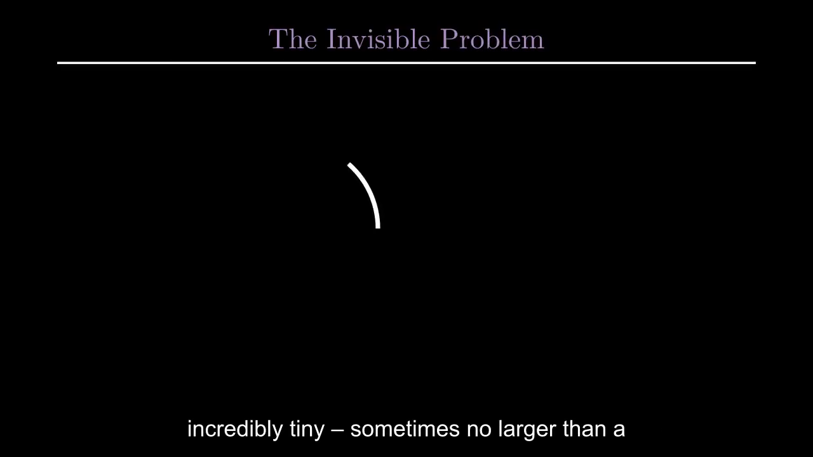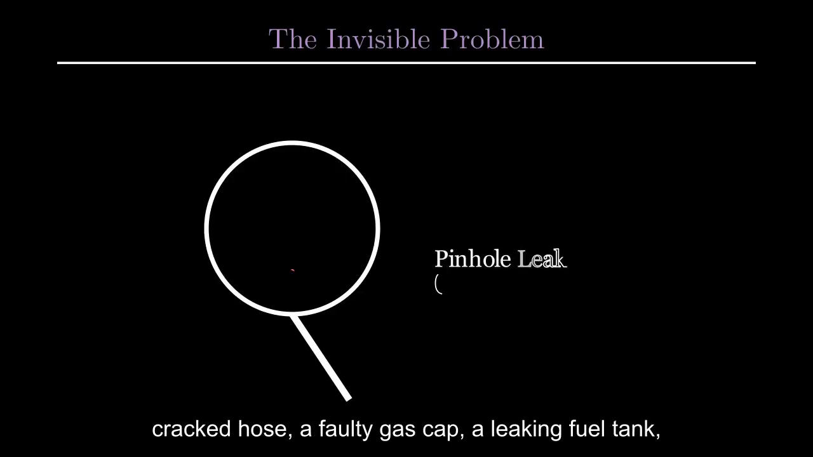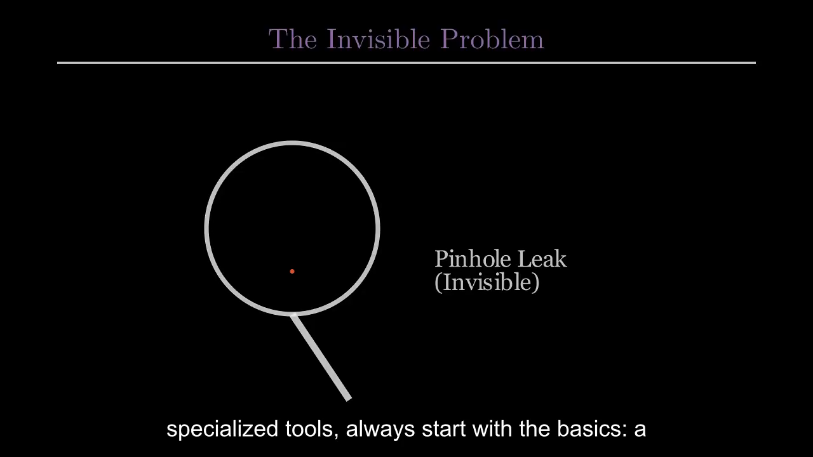However, diagnosing EVAP leaks can be notoriously tricky. Unlike a visible oil leak, EVAP leaks are often invisible and can be incredibly tiny, sometimes no larger than a pinhole. They can occur in any part of the system: a cracked hose, a faulty gas cap, a leaking fuel tank, or a malfunctioning purge or vent valve. Their location, combined with the often intermittent nature of some failures, makes them a true diagnostic challenge, requiring a systematic and often advanced approach.